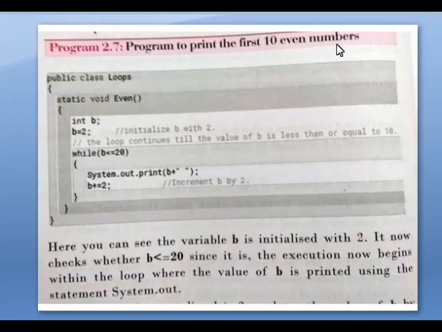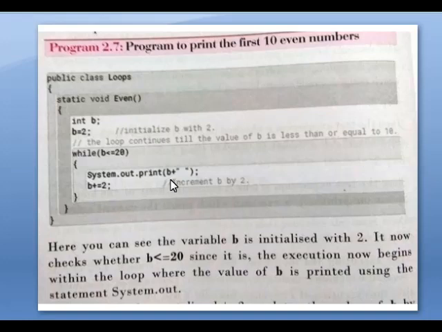So here we have to initialize the variable b. What is the value of b? 2. 2 is less than or equal to 20. For even numbers, the even numbers will start from 2, so we initialize the value of b as 2. So b, 2 less than or equal to 20? Yes, the condition is true, so we will print the value of b as 2.